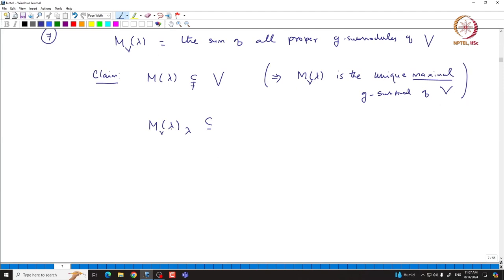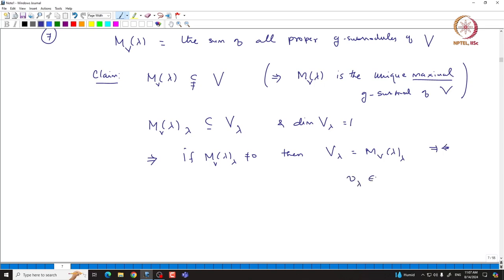If you look at the lambda weight space of this M of lambda, it is going to be contained in V lambda, and the dimension of V lambda is 1. So this tells you that if M of lambda lambda is non-zero, then V lambda must be equal to M_V of lambda lambda. But that is a contradiction, because that would force V lambda to be inside M_V of lambda, which would force V lambda to be inside some proper submodule.